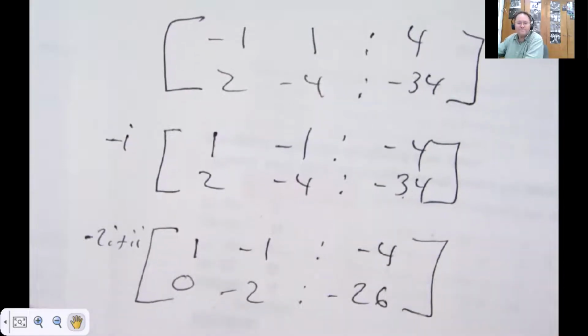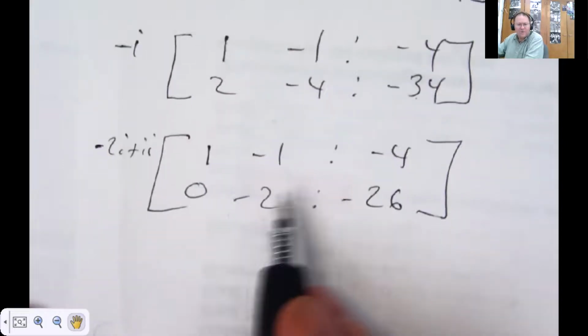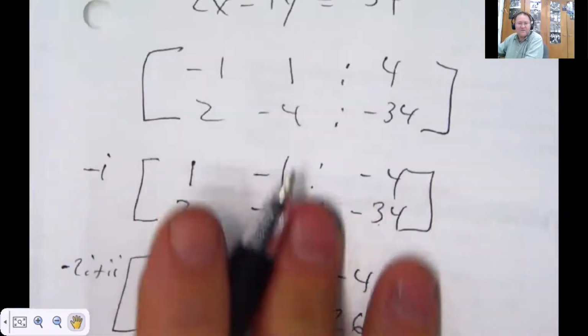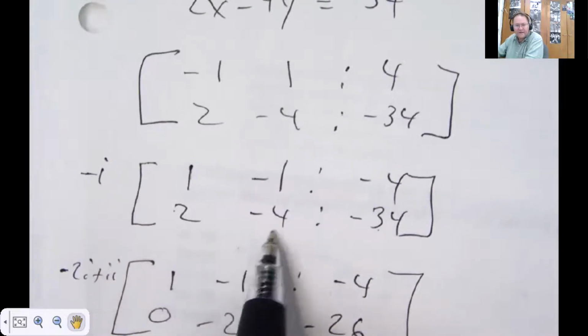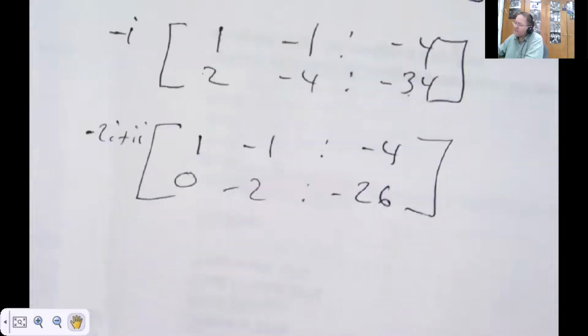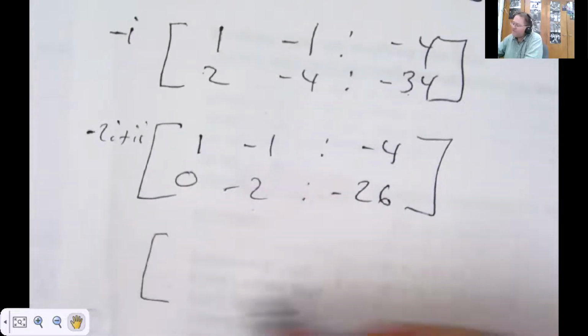There's that. And now we have to get that to be a 1. Remember, that's the process. You need to make that a 1, then make everything below it a 0. Then you've got to make the next one a 1. All right, let's do that. I'll keep row 1 the same.